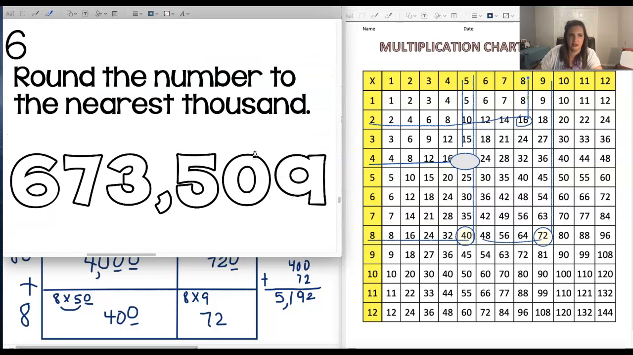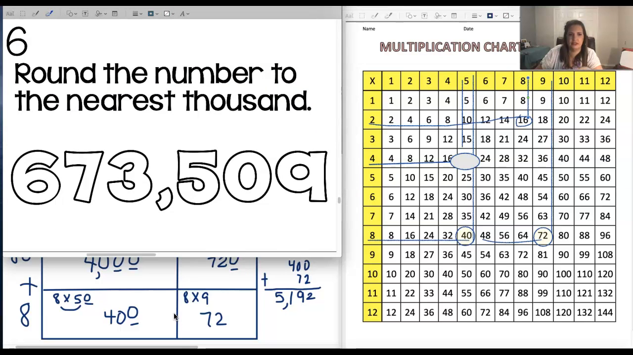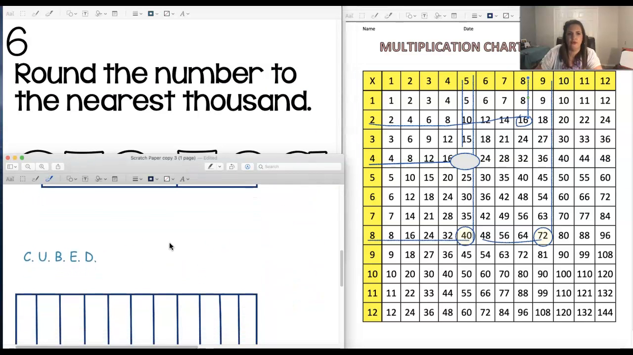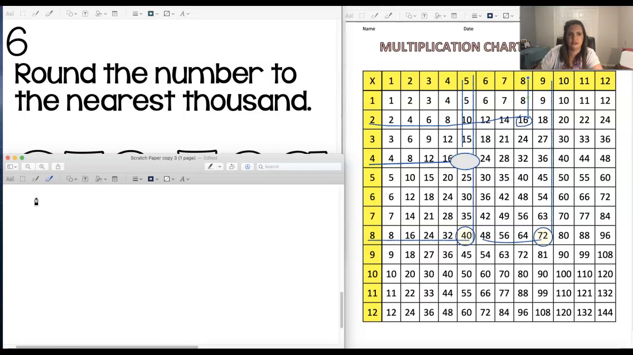Number 6, round the number to the nearest 1,000. Remember, there's a few different ways we can do this. So one way I can do this is I can do a number line.